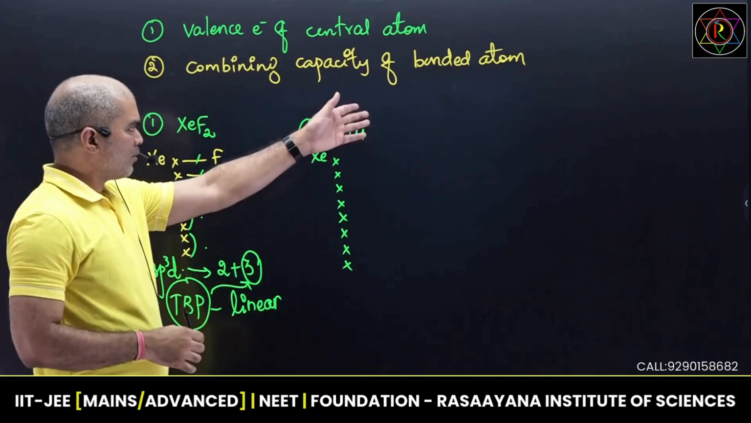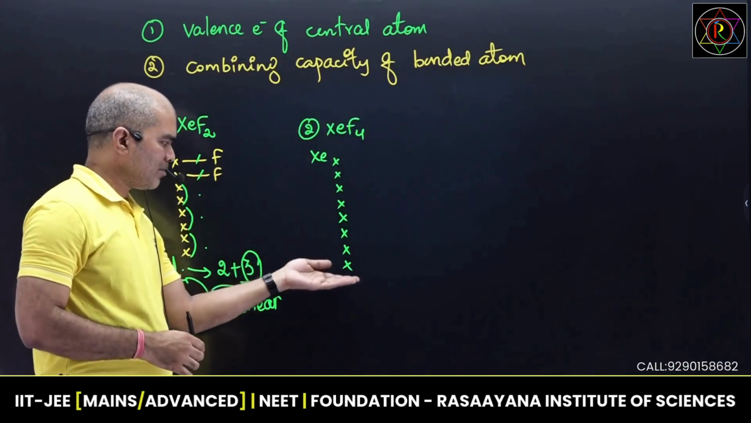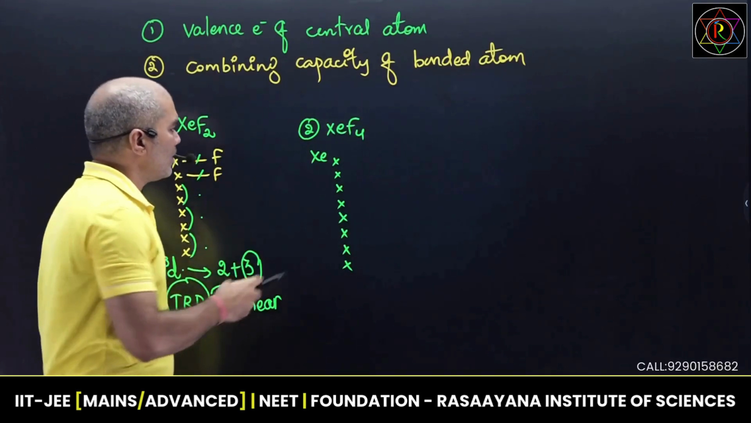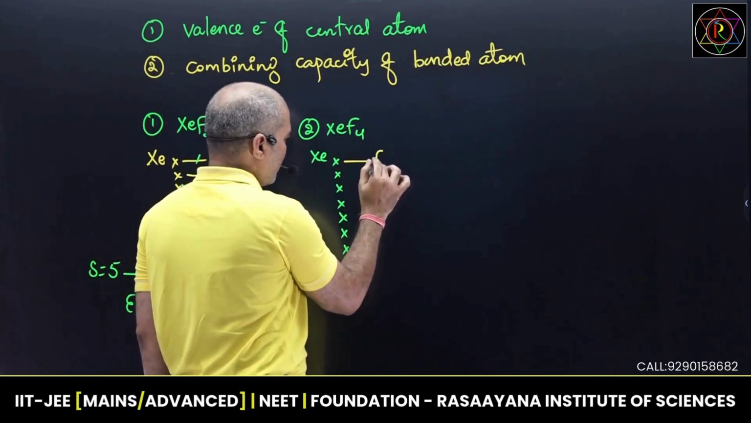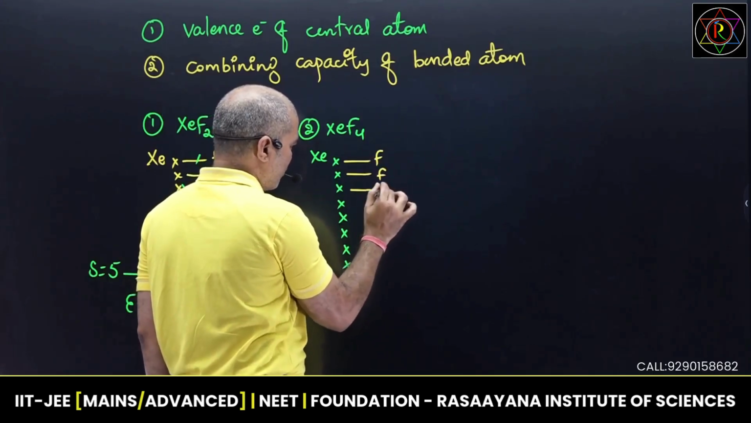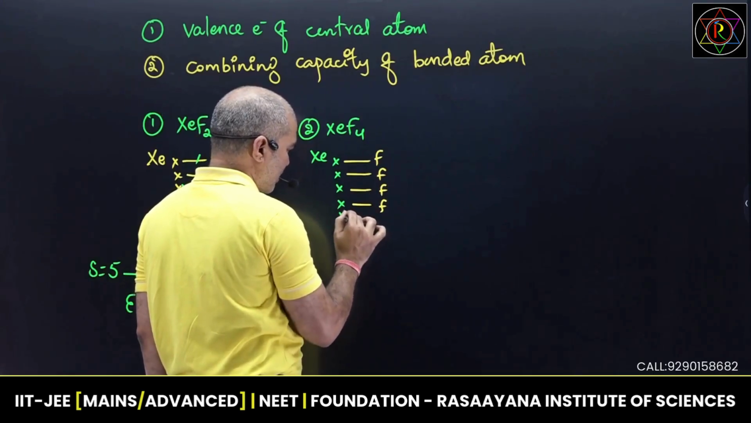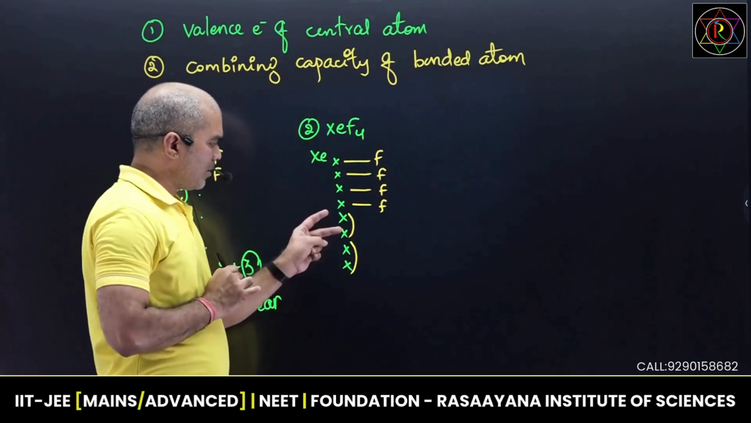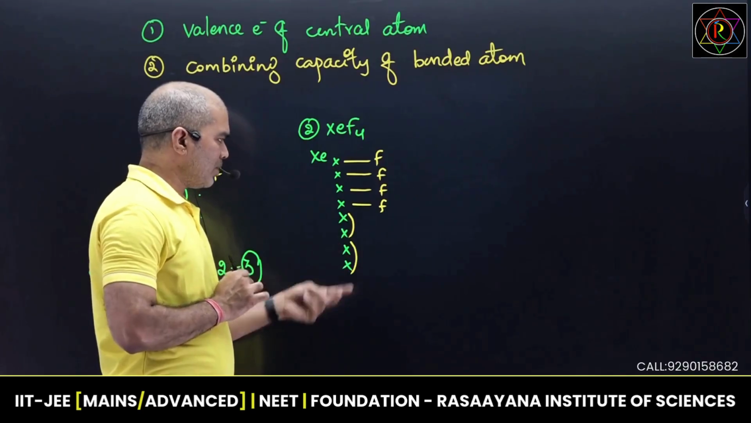There are no charges. If there are any positive charges, you have to subtract an electron. If there are negative charges, you have to add an electron. Later we have 4 fluorines. Each fluorine is monovalent, so it will form a single bond. It is taking 4 domains. The remaining 4 electrons are converted into 2 lone pairs.